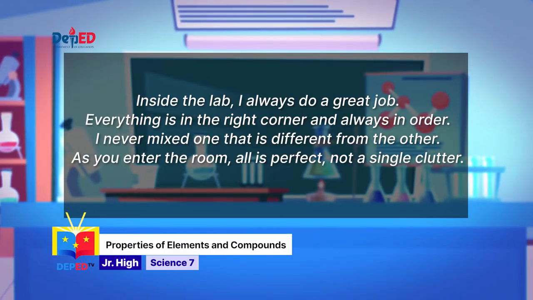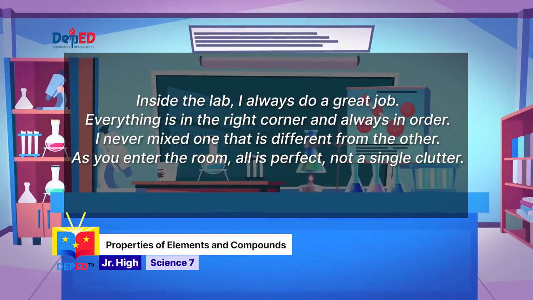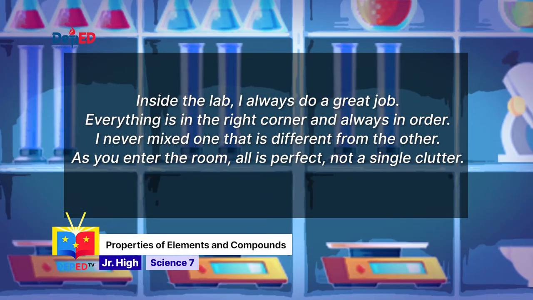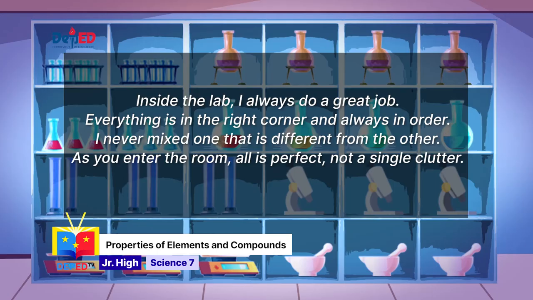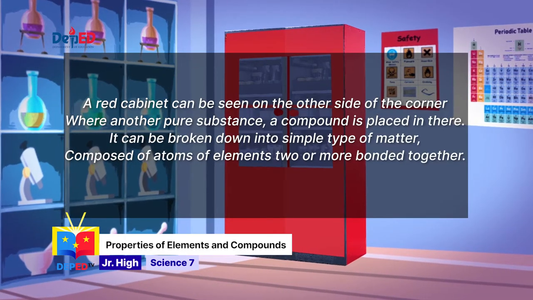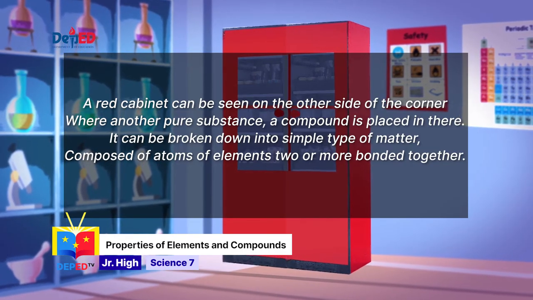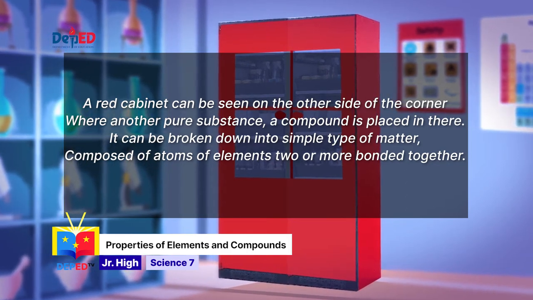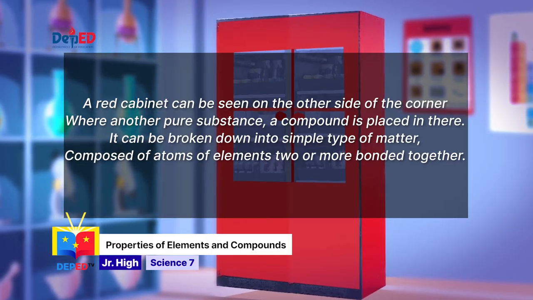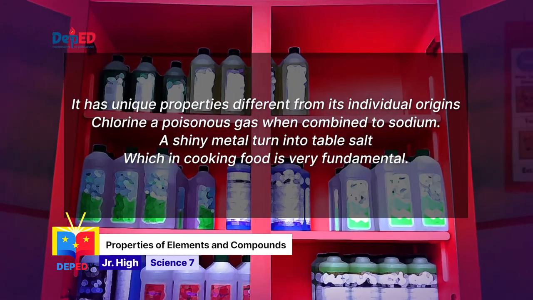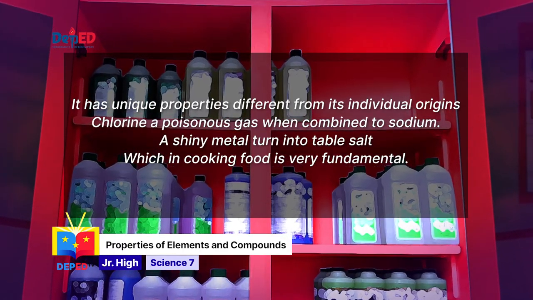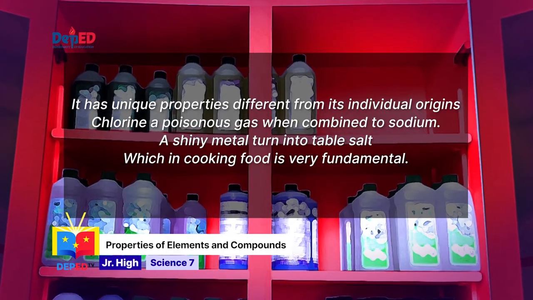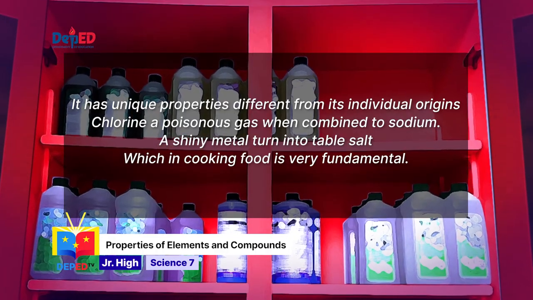Inside the lab, I always do a great job. Everything is in the right corner and always in order. I never mixed one that is different from the other. As you enter the room, all is perfect, not a single clutter. A red cabinet can be seen on the other side of the corner, where another pure substance, a compound, is placed in there. It can be broken down into simple types of matter, composed of atoms of elements, two or more bonded together. It has unique properties different from its individual origins. Chlorine, a poisonous gas when combined to sodium, a shiny metal, turned into table salt, which in cooking food is very fundamental.